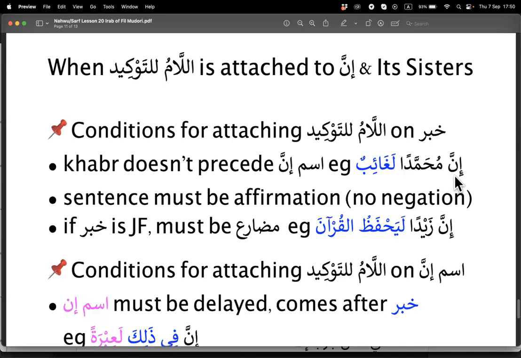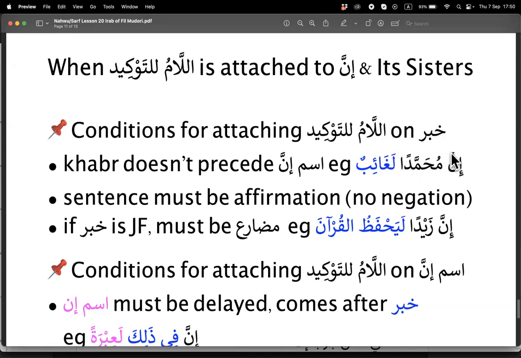This is our harf nasab. And then where is our ism Inna? Muhammadan. Yes, Muhammadan because it's nasab. This is our ism inna. And then laghaibun is our khabar inna. Khabar inna is marfu' bi dhamma, but here we have a lam. If it's in this order, where the khabar is not coming before the ism inna, then it can have a lam taukid there.